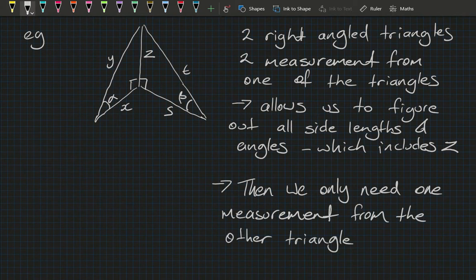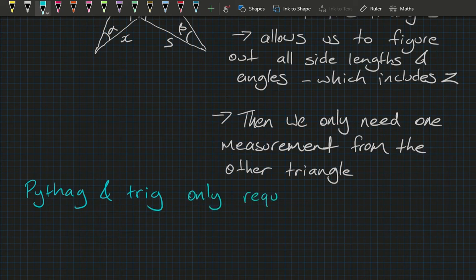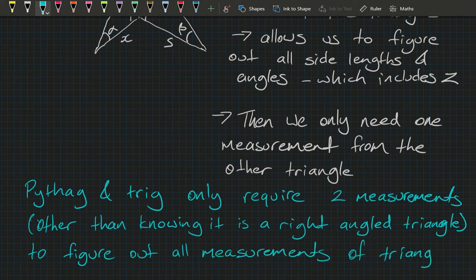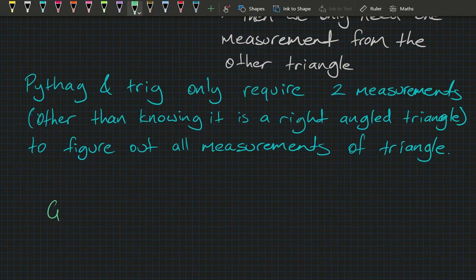And you should know by now that once we know it's a right angle, then Pythagoras and trigonometry only require two measurements to allow us to figure out the whole thing. Okay, I think my picture was pretty clumsy, limited by my lack of artistic ability. So let's pop over to GeoGebra and we can have a much better look at this.